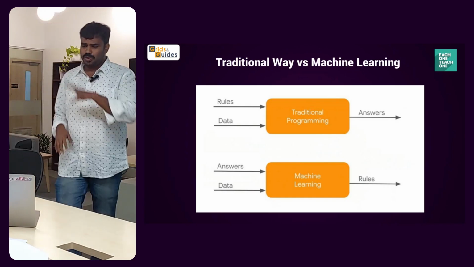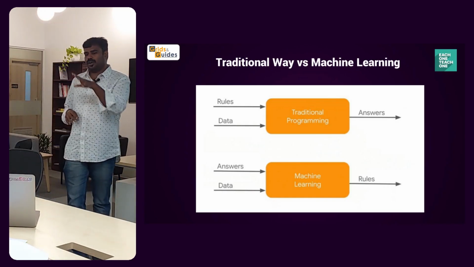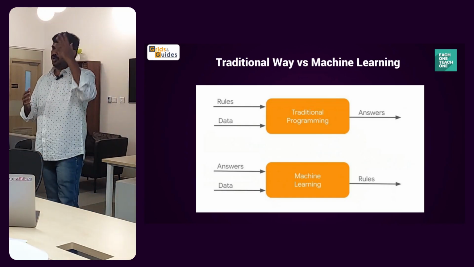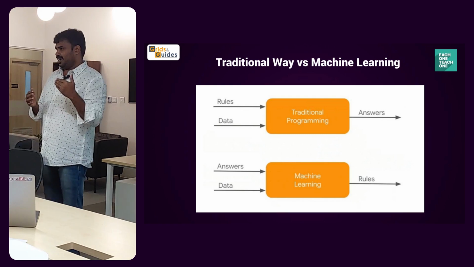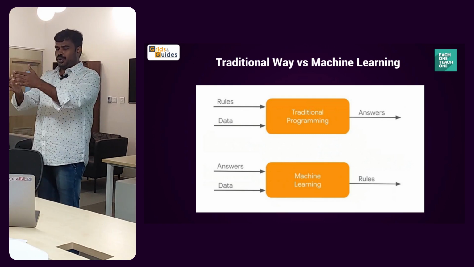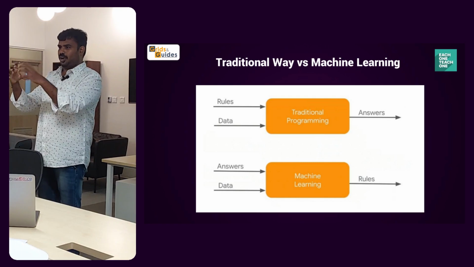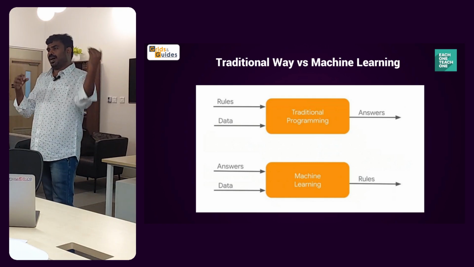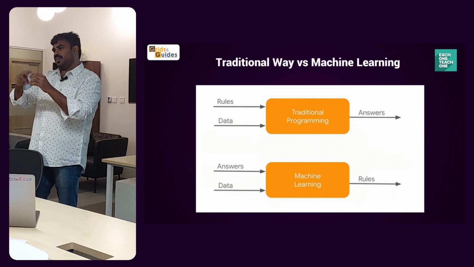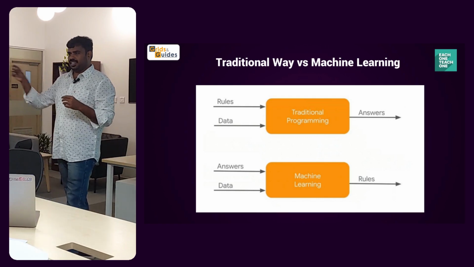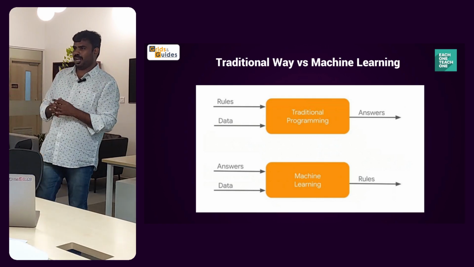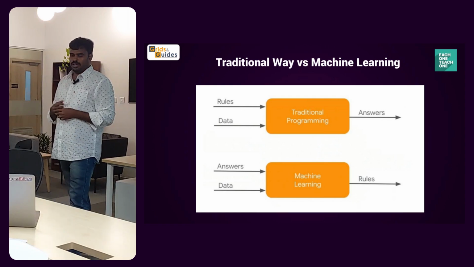So we all know that the traditional way of programming is you have rules and you have data. If you give those rules and data into a black box, it's called a programming language. If you pass data into a function, that function will return a result. This is what traditional programming knows, and we are all doing that.